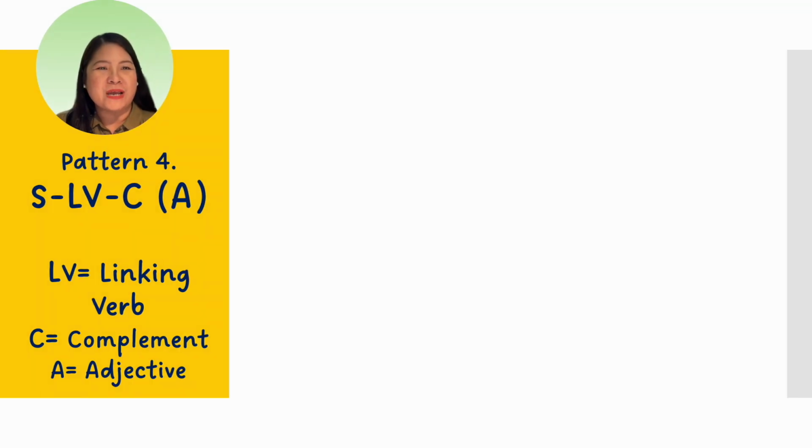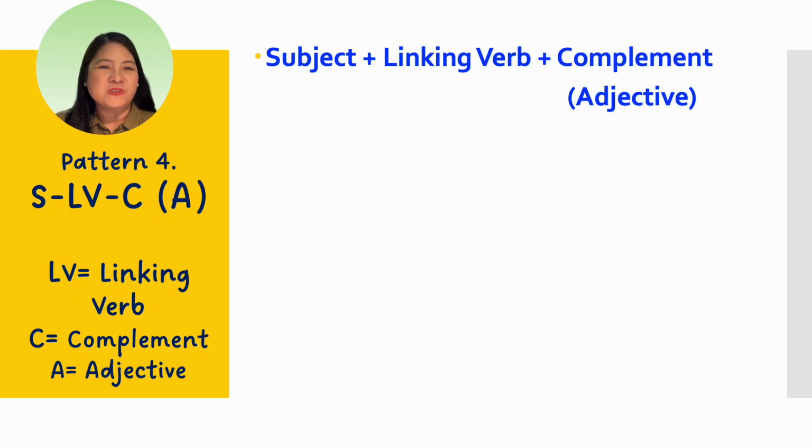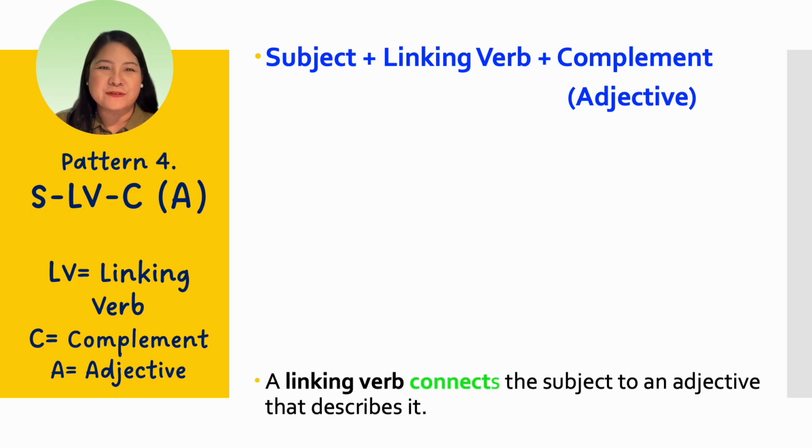Pattern 4 now, SLVCA. LV stands for linking verb, C stands for complement, and A stands for adjective. Do not forget that an adjective modifies a noun or a pronoun. It describes a noun or a pronoun. Here's the structure: subject, linking verb, plus complement, adjective.